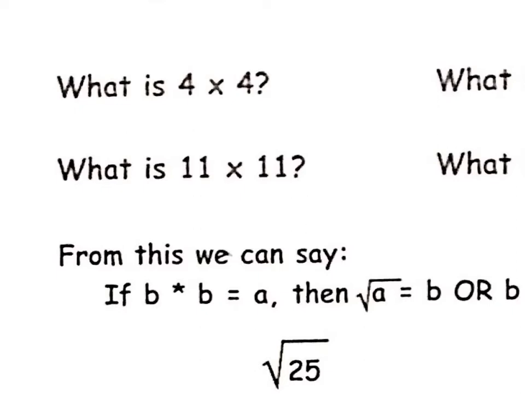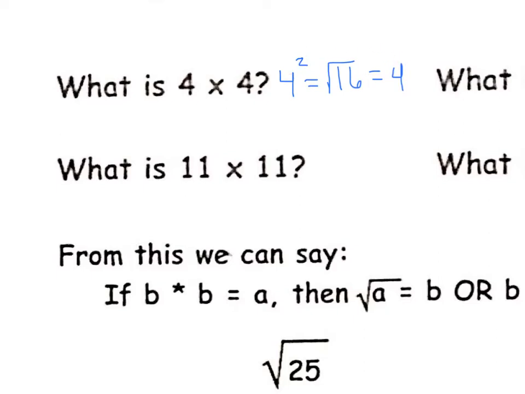4 times 4, we know as 4 squared, right? 4 times 4 is 4 squared, which in turn equals 16. Now, if I were to take the square root of 16, I would get 4. So what I want you to see here is that 4 squared is 16. By square rooting the 16, I get the original number back that I started with.